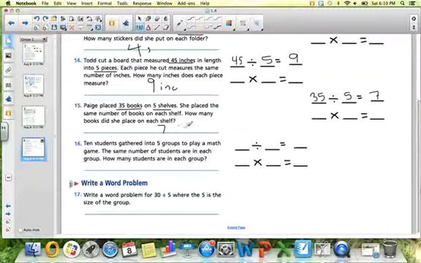Try number 16 and 17. 17 might be tough. If you don't get it, no big deal. We can work on it in class.